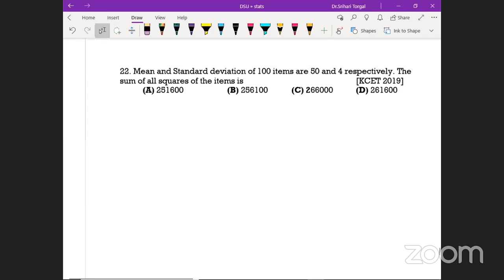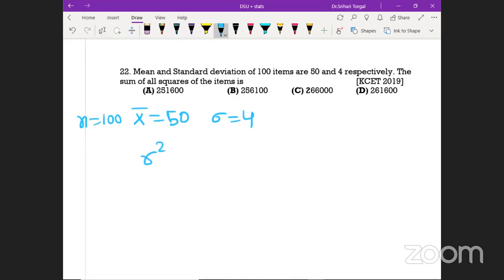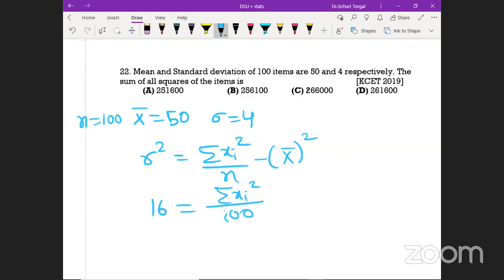Let me check. The mean, that is x bar, is given as 50. What is the value of n? 100. What is the standard deviation? 4. Then the sum of all the squares. You have to take this formula, because of the squares, that is sigma square is 16. Sigma xi, whole square, let it be as it is. N is 100. Sigma x bar square, that is 50 square.